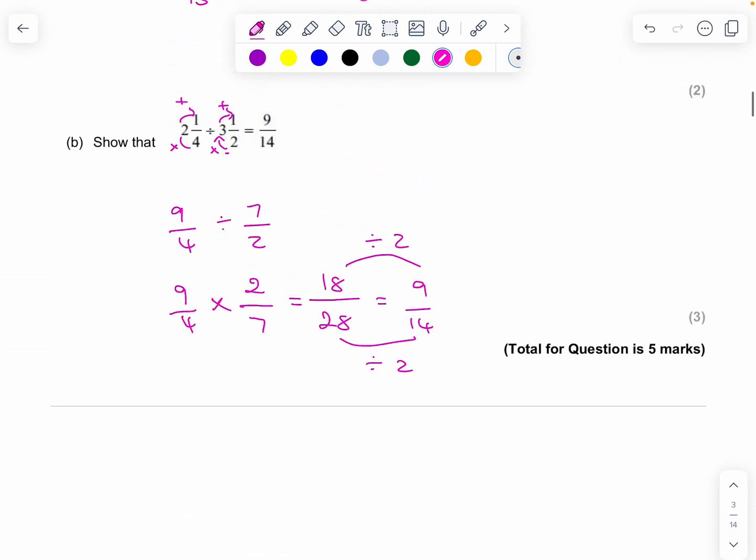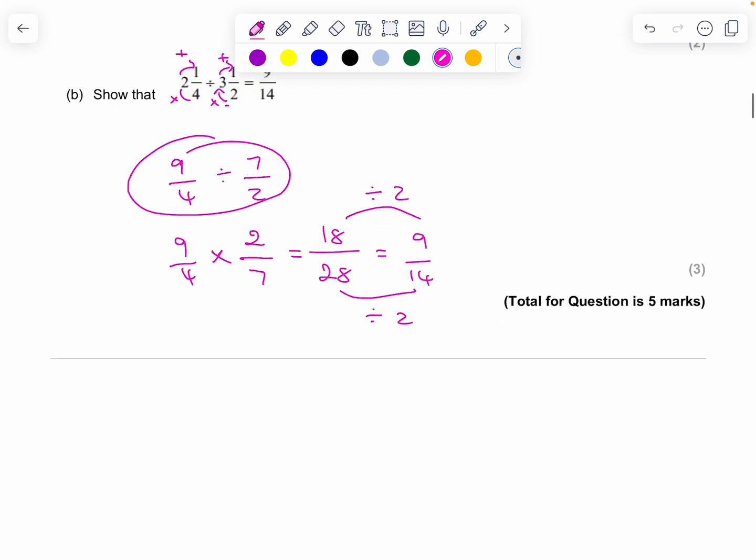And interestingly enough, you got 1 mark for simply doing this bit, for turning both fractions into top-heavy fractions. So it's always worth attempting these questions.